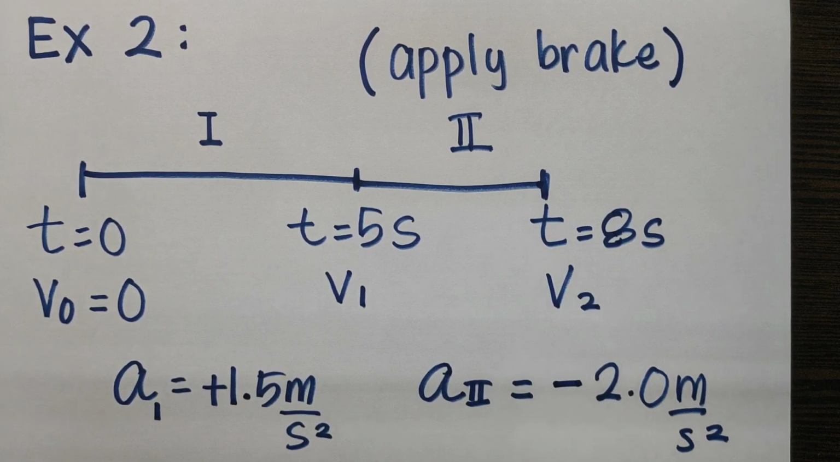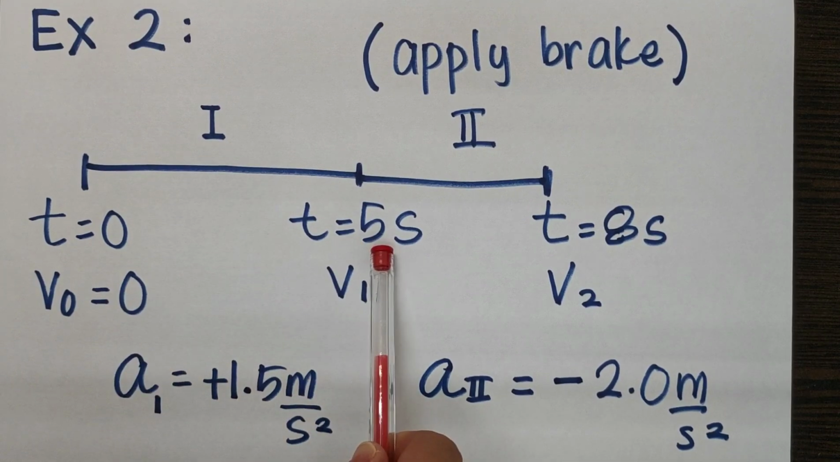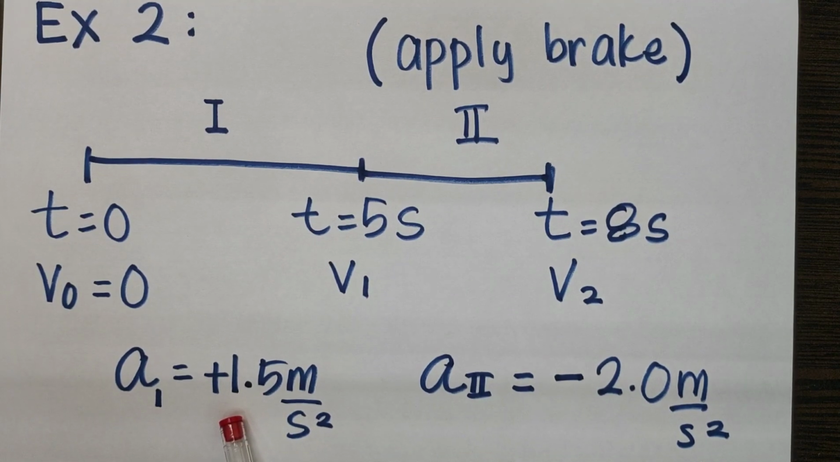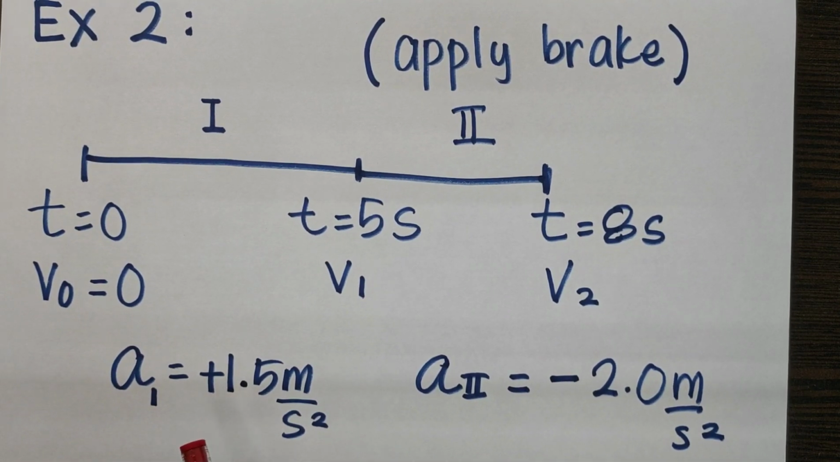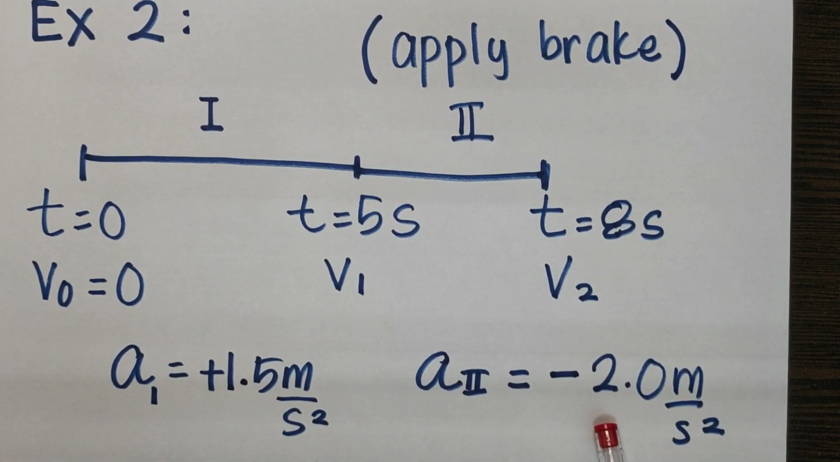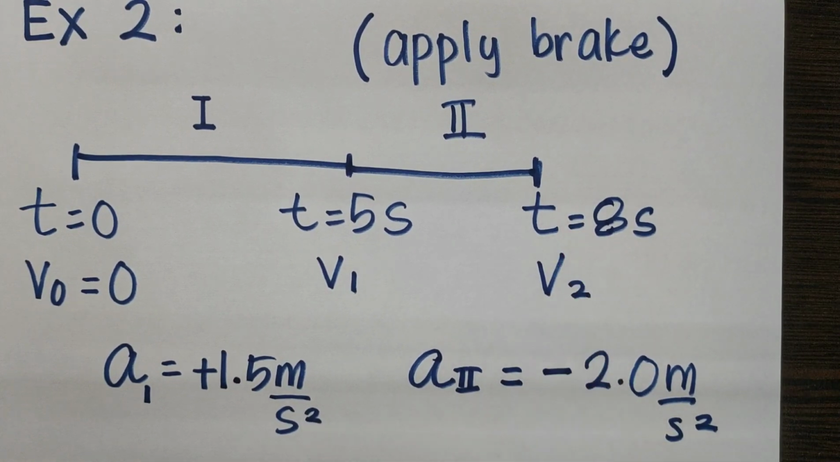For example number 2, a truck starts from rest and travels for 5 seconds with a uniform acceleration of positive 1.5 meter per second squared. The driver then applies the brake, causing a uniform acceleration of negative 2 meter per second squared. If the brake is applied for 3 seconds, A, how fast is the truck going at the end of the braking period?